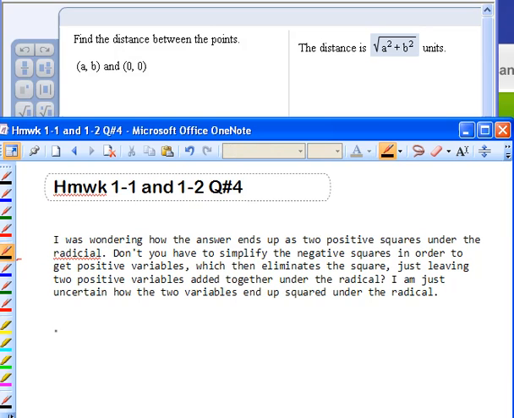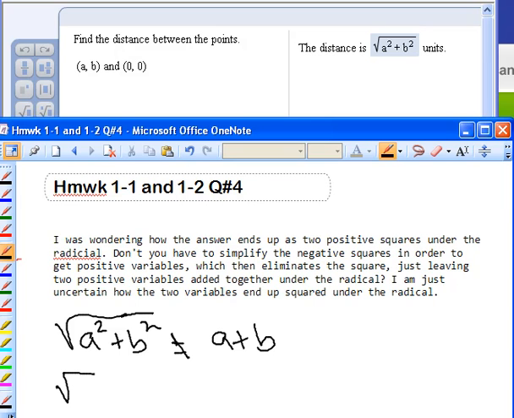Why is it that we don't have the square root of a squared plus b squared? Why is that just not a plus b? I think the best way to think about that is to remember that a and b are numbers. So let's suppose that a is equal to 3 and b is equal to 4.